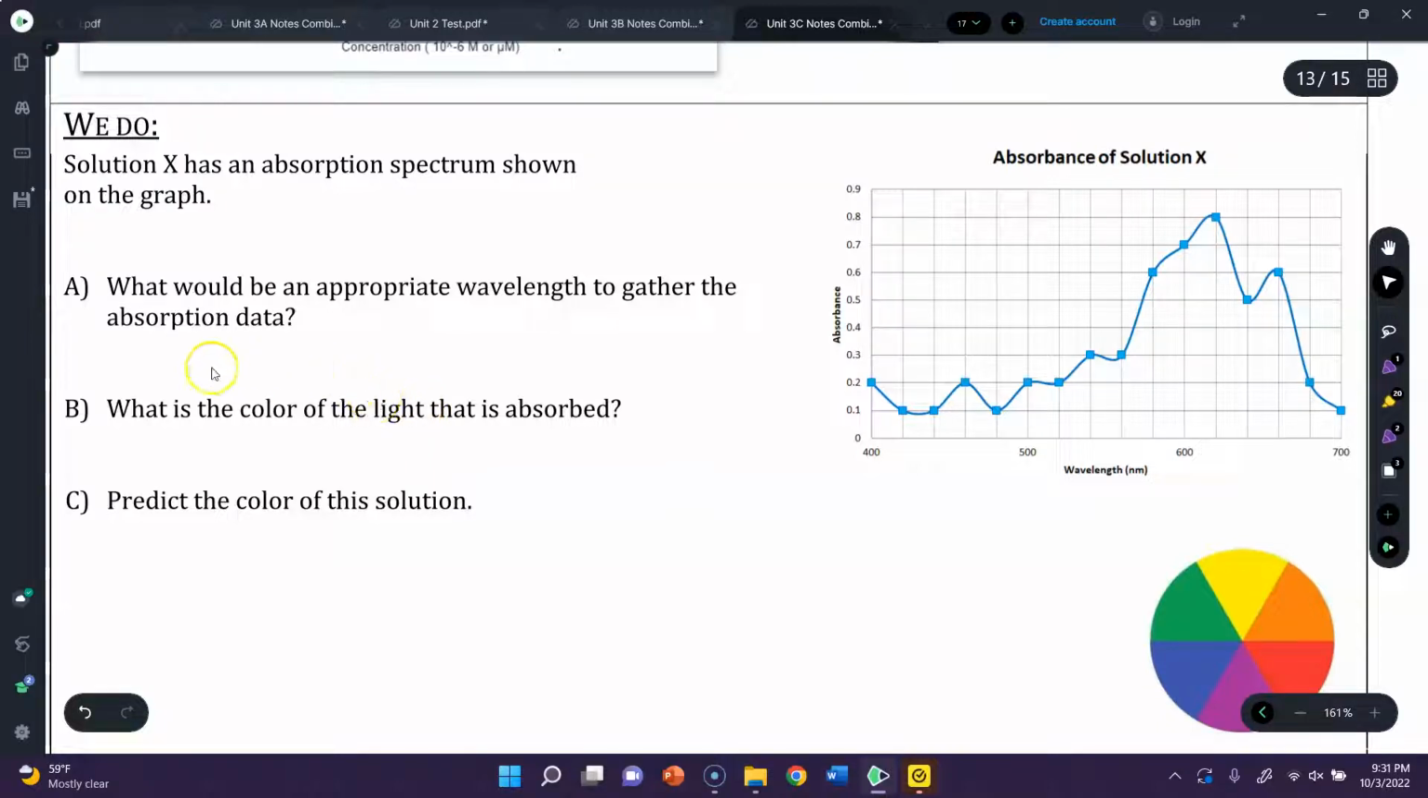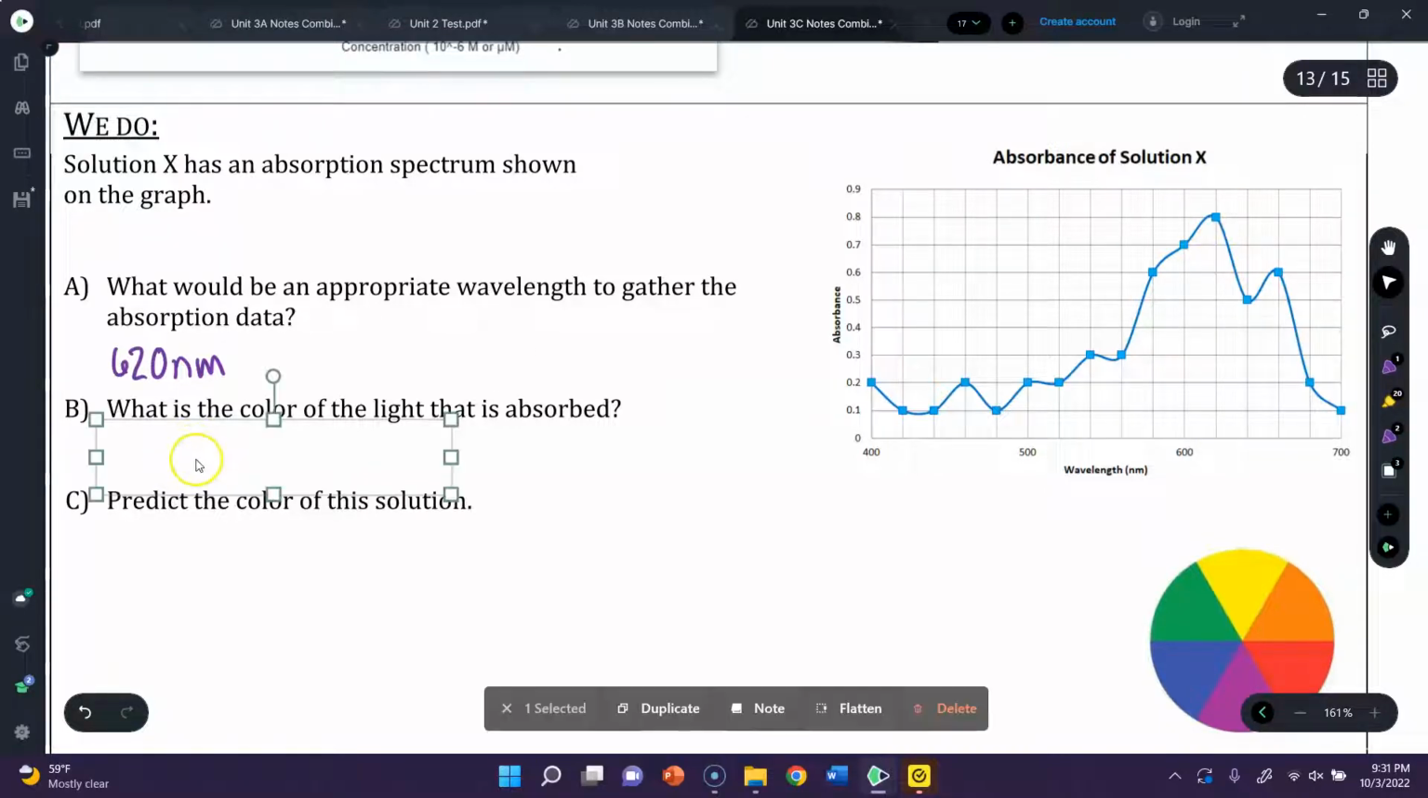Okay, so you should have paused the video and now you're resuming because you're ready to check your answers. So an appropriate wavelength to gather the absorption data would be the highest peak, which is up here. And so reading the graph, you should have gotten 620 nanometers, because that is where the absorbance is the highest. Or you could have done like 619 or something if you thought it, 618 if you thought it was a little bit higher just before.